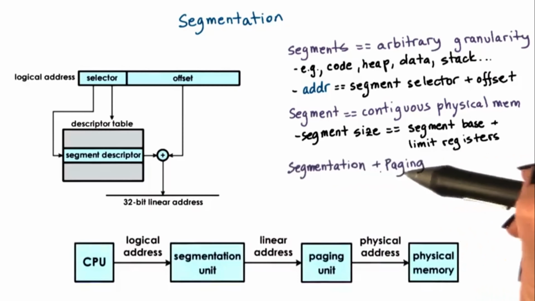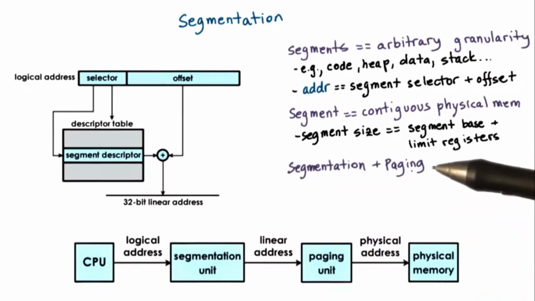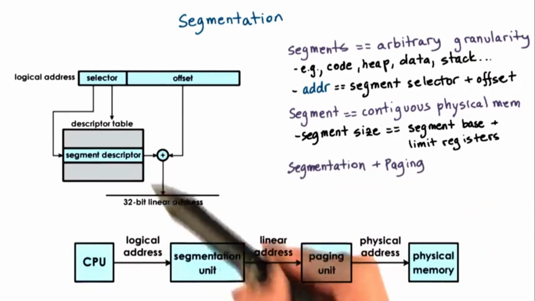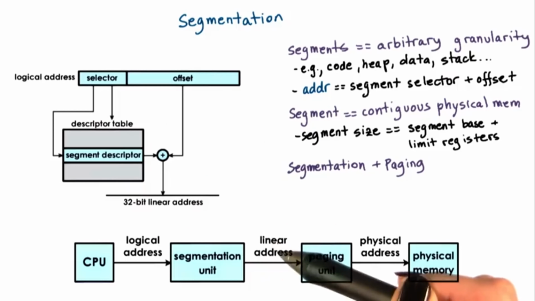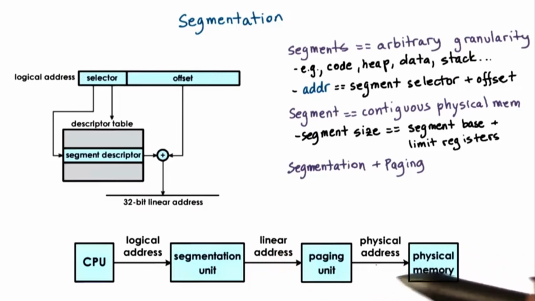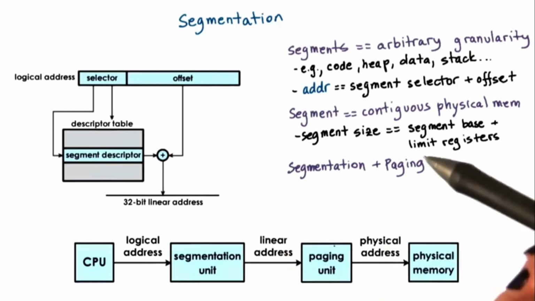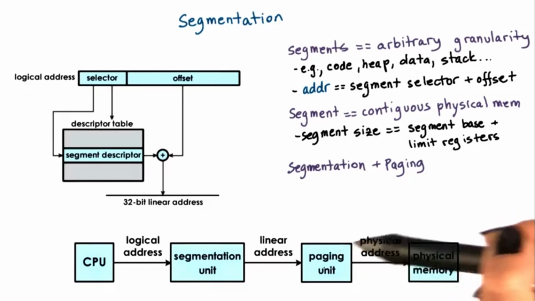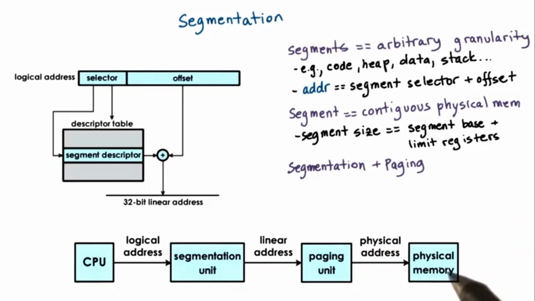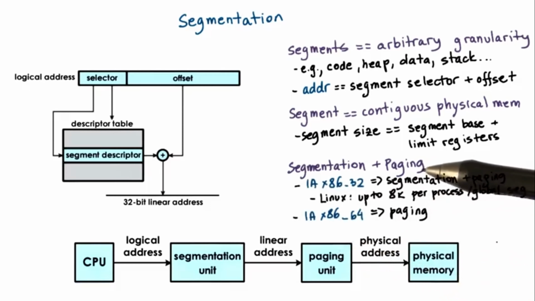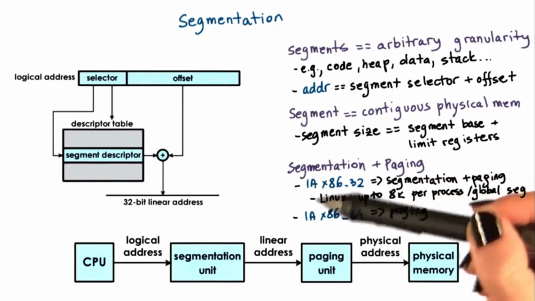In practice, segmentation and paging are used together. What this means is that the address that's produced using this process, which we call the linear address, is then passed to the paging unit, so it will be passed to a multi-level hierarchical page table to ultimately compute the actual physical address that is used to reference the appropriate memory location. The type of address translation that's possible on a particular platform is determined by the hardware.